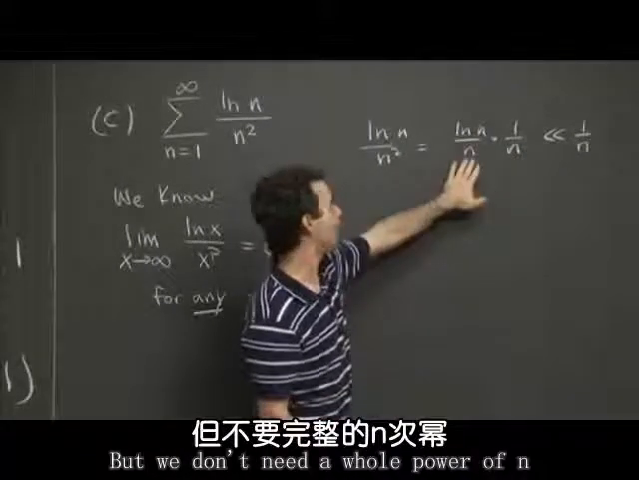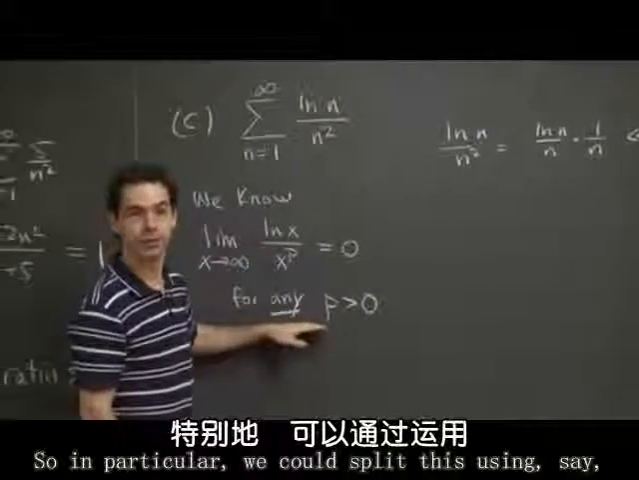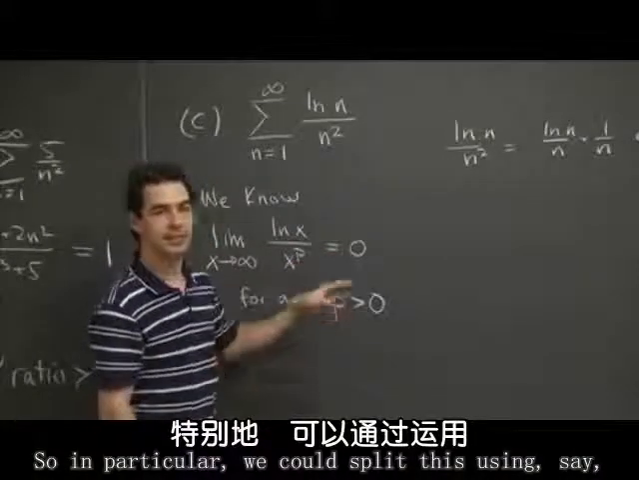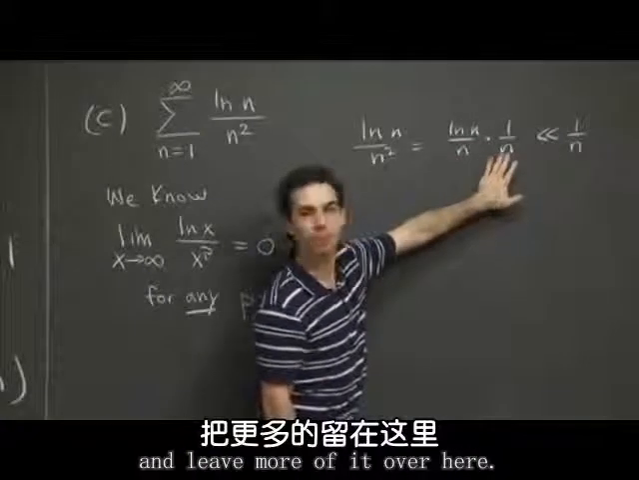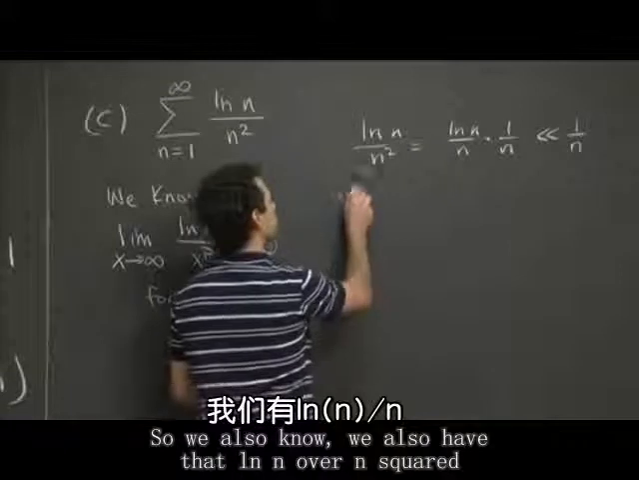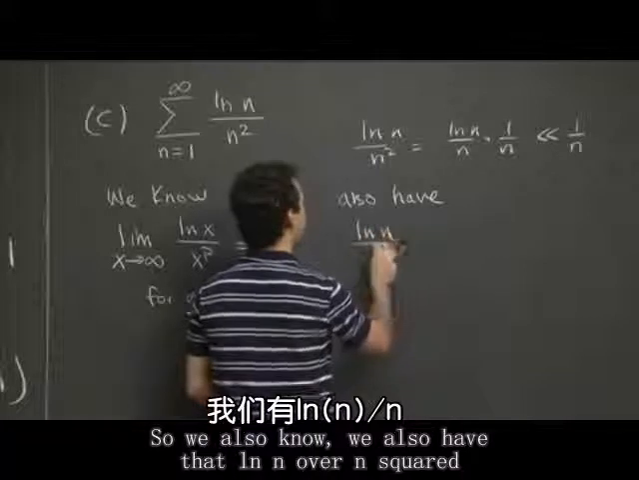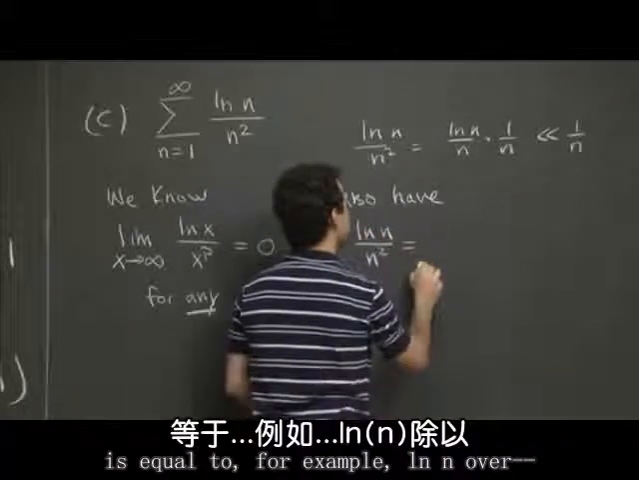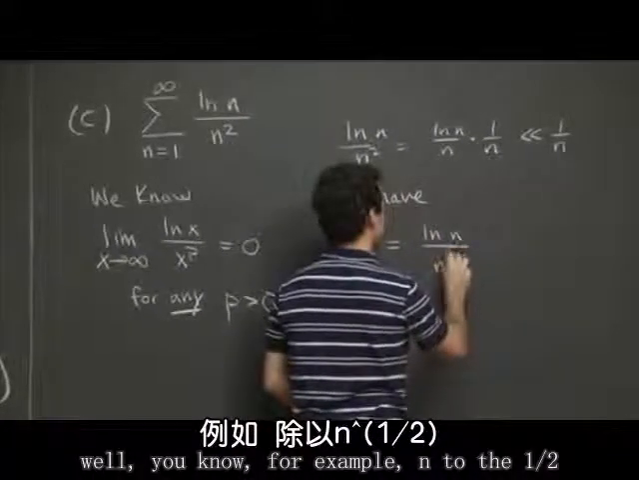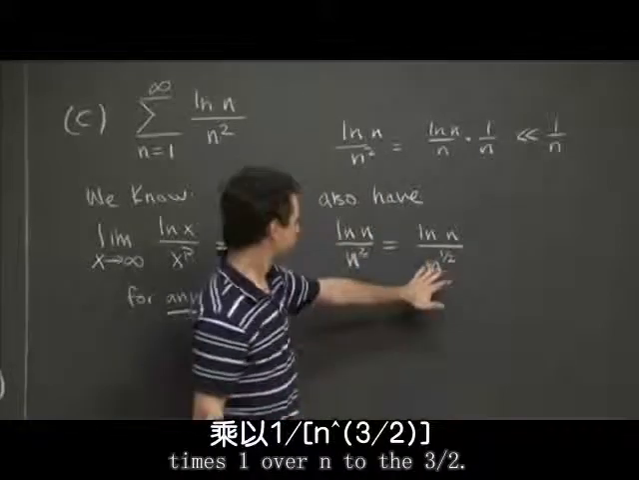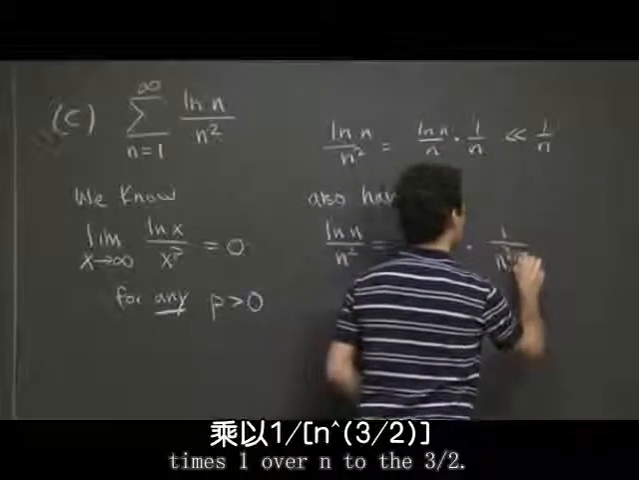But we don't need a whole power of n to knock out the log n. Any positive power of n would do. So in particular, we could split this using, say, just a small power of n, even smaller than the first power here, and leave more of it over here. So we also have that ln n over n squared is equal to, for example, ln n over n to the 1/2 times 1 over n to the 3/2.